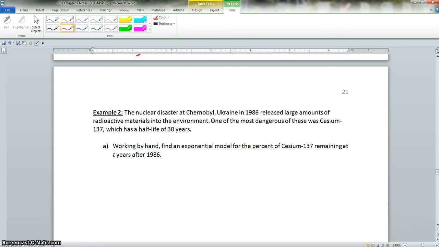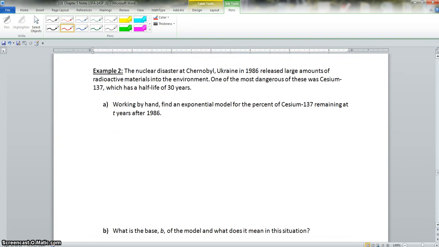Now, we need to move on down here to example 2. It says the nuclear disaster at Chernobyl, Ukraine in 1986 released large amounts of radioactive materials into the environment. One of the most dangerous of these was cesium-137, which has a half-life of 30 years. Now, working by hand, find an exponential model for the percent of cesium-137 remaining at t years after 1986.